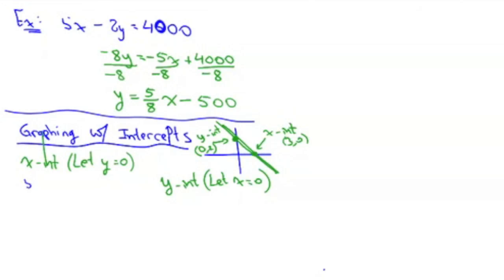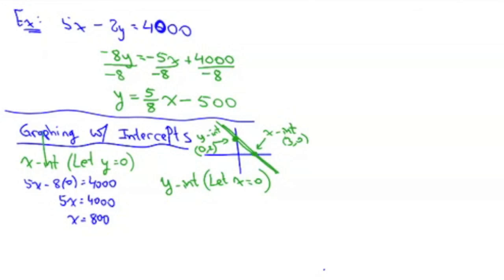So I get 5x minus 8 times 0 is equal to 4 grand. And 8 times 0, of course, is 0, and that just goes away. You get 5x is equal to 4,000, and x equals 800. So that'd be 800.